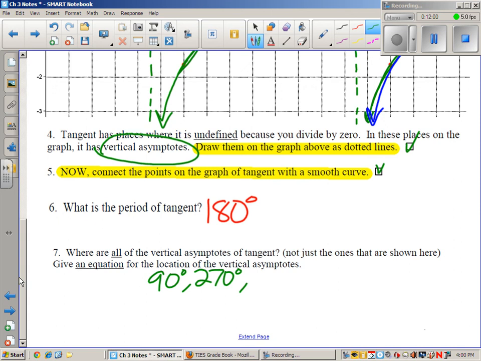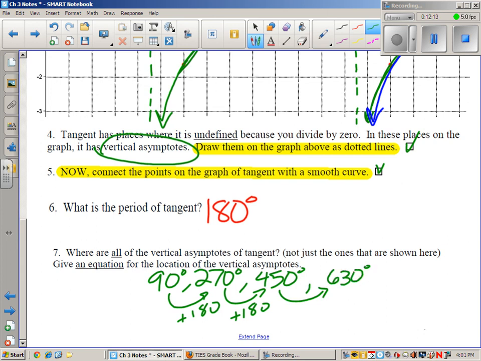So if I add another 180 onto this, I'm going to be at 450. If I add another 180 onto this, I'm going to be at 630. There's more. Keep going this way. There's going to be some negative ones at negative 90 and negative 270, and so on, back that way. We don't want a whole list like this. This isn't enough.